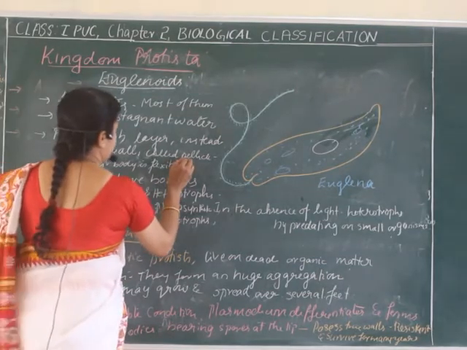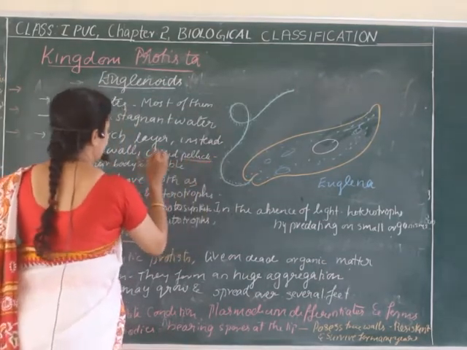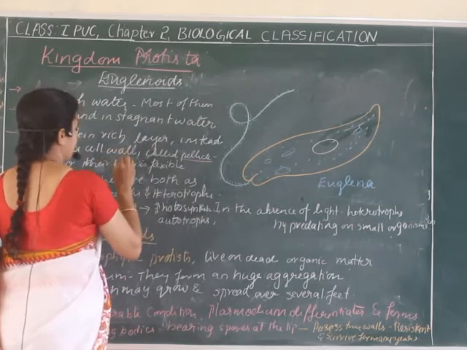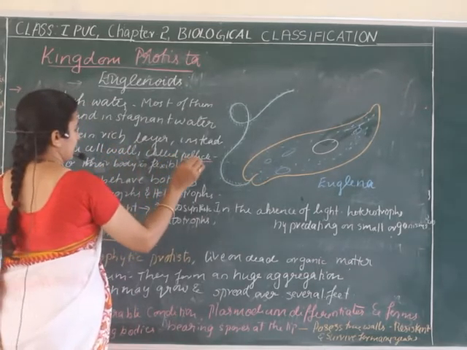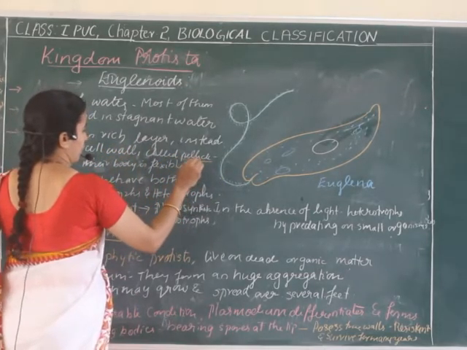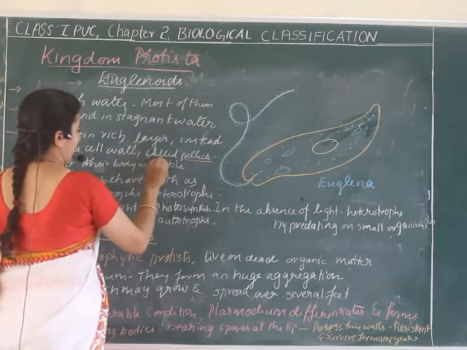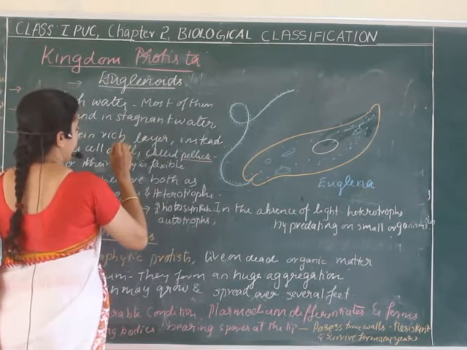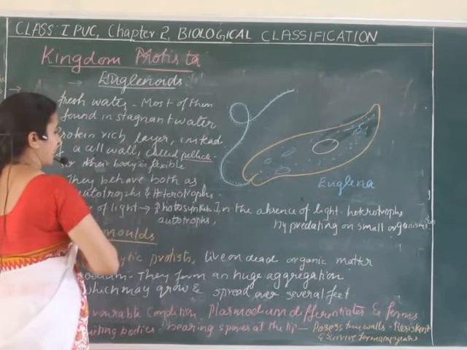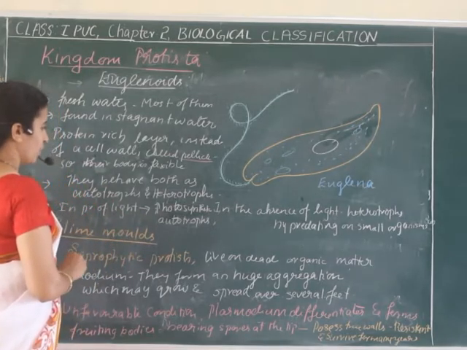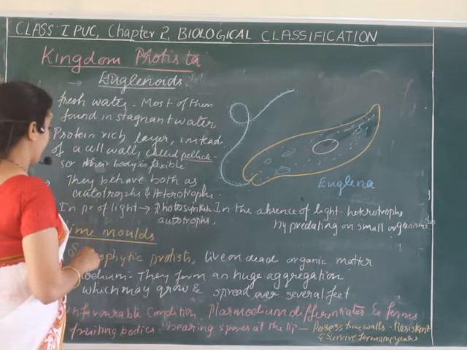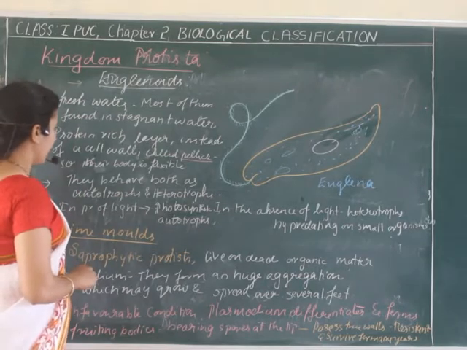Underline that. What is the pellicle? It is the outer protective covering of the euglena, made up of a protein layer. It is a protein layer found in the euglena which makes its body flexible. Understood about this.